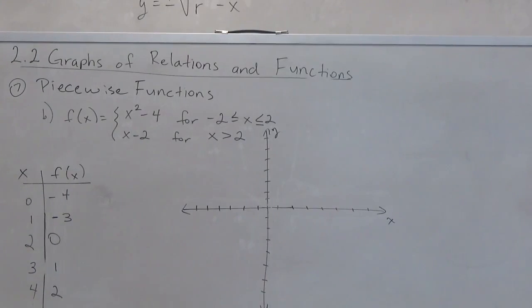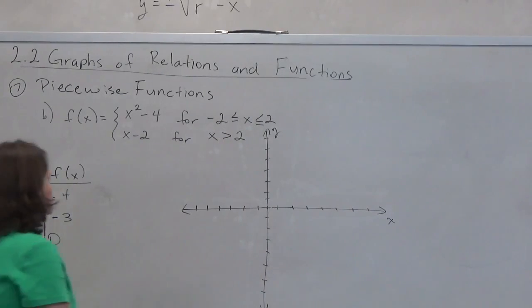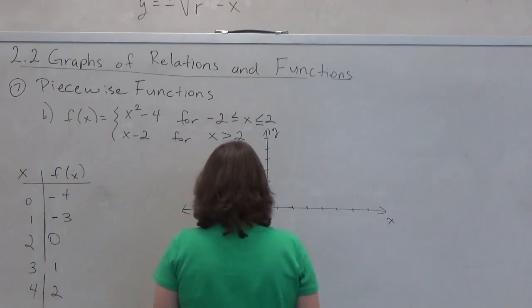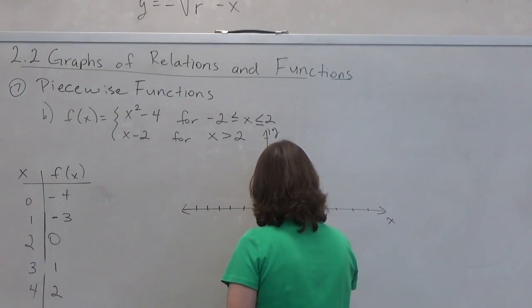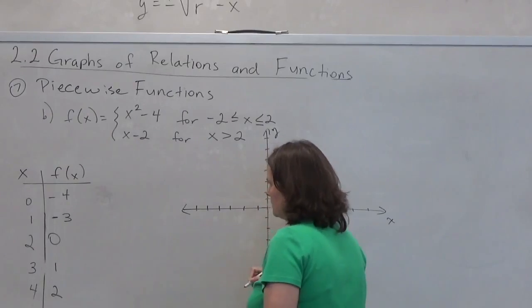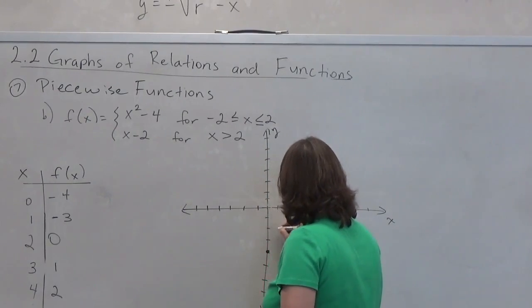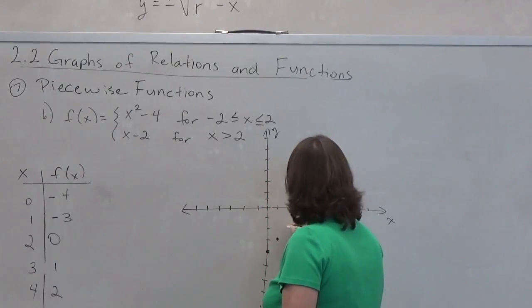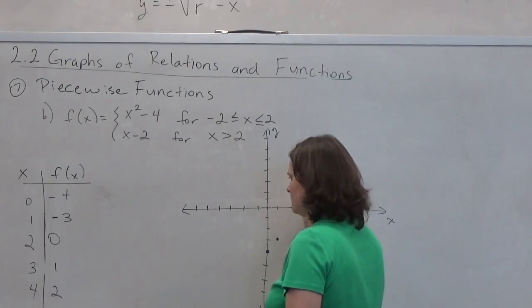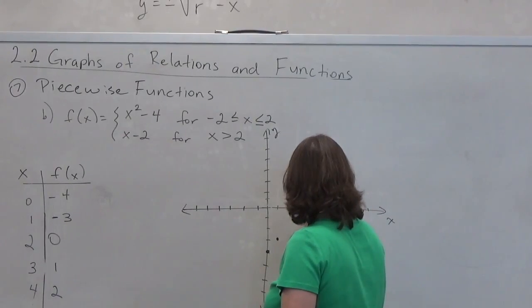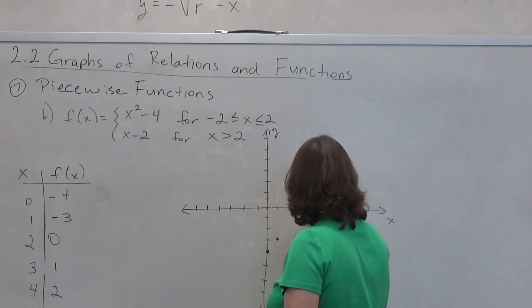Okay, now we can plot our points. We've got ordered pair 0, -4. Ordered pair 1, -3. 2, 0. 3, 1. 4, 2.